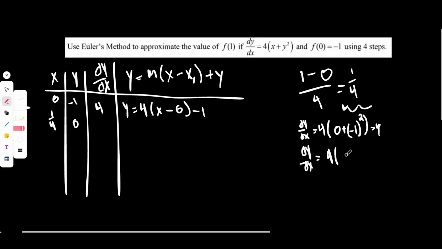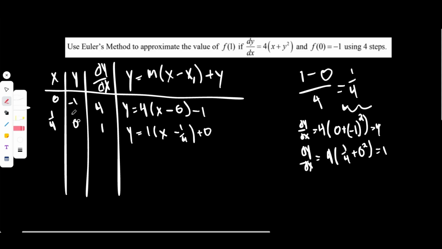Our dy over dx is equal to 4 times our x value, 1/4, plus 0 squared. 0 squared is just 0, so 1/4 plus 0 is just 1/4. 4 times 1/4 is going to be 1. Okay, so y is equal to 1 times x minus 1/4, because that was our x value here, plus 0.